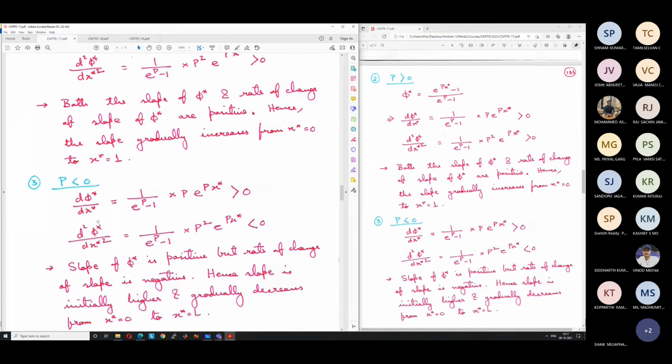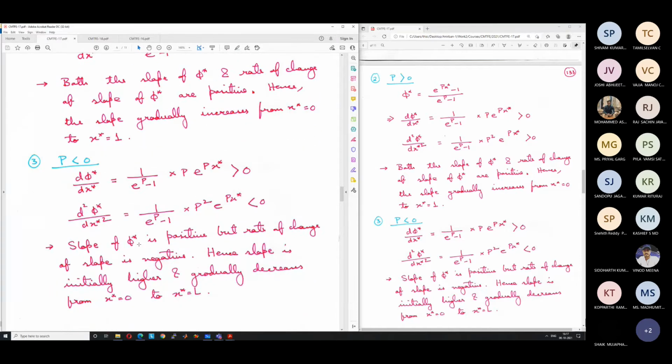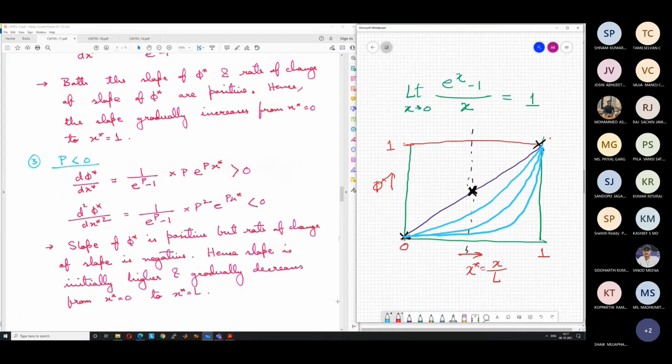Okay. So in this case, the slope of phi star is positive, but the rate of change of slope is negative. Hence, the slope is initially higher and gradually decreases from x star equal to 0 to x star equal to L. It means that initially the slope is higher. Okay, this is how it looks. Initially, the slope is higher and the slope is decreasing. Right. The slope is decreasing.